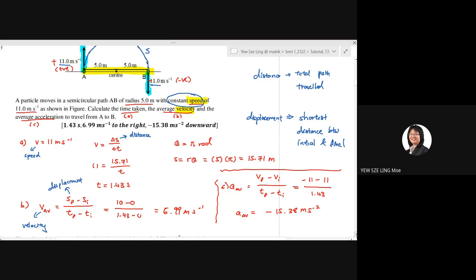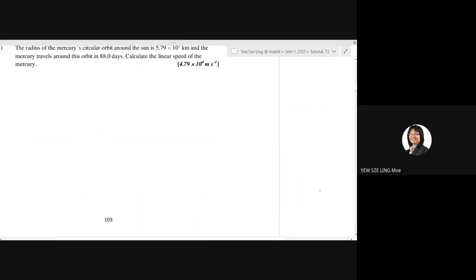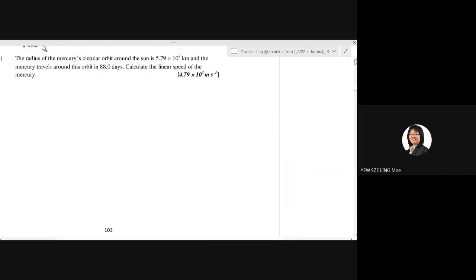If no questions, let's move on to the next question. Okay, so next question. Now this is a very simple question. The radius of Mercury's circular orbit around the Sun is 5.79 times 10 to the power 7 kilometer. Okay, kilometer. So this is the radius.